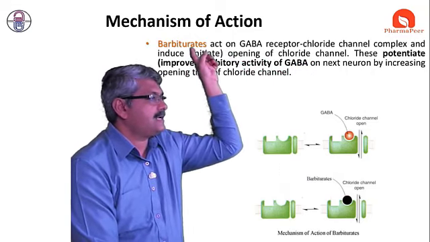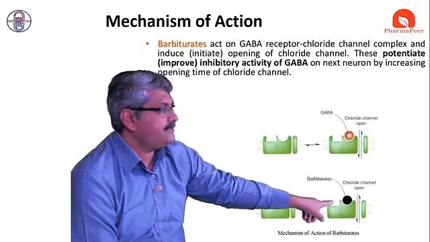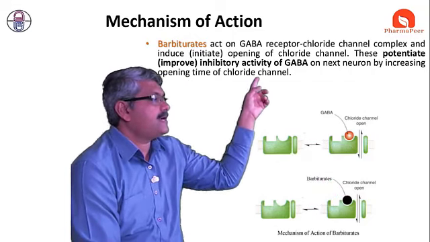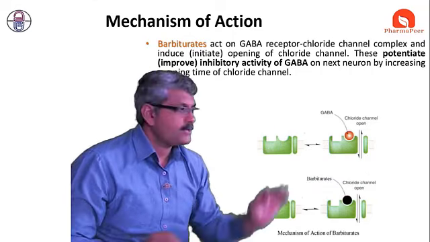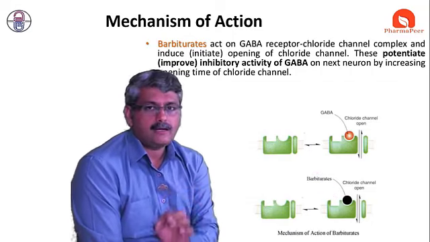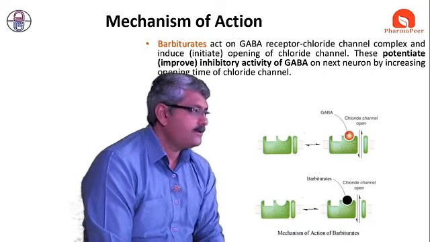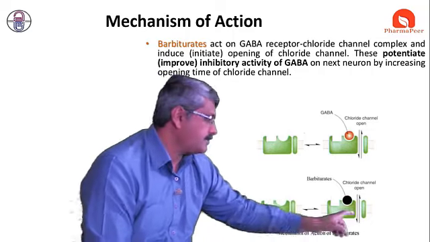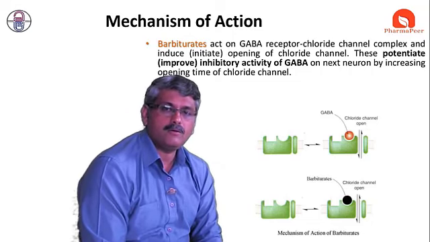And these barbiturates bind with this GABA receptor complex. As they bind with this complex, it increases the opening of the chloride channel and the influx of the chloride ion. This is the most important thing. As the chloride ions enter inside the cell, the patient gets sleep. So for sleep, it is necessary that this chloride channel should open, and when this chloride channel opens, the patient undergoes sleep.